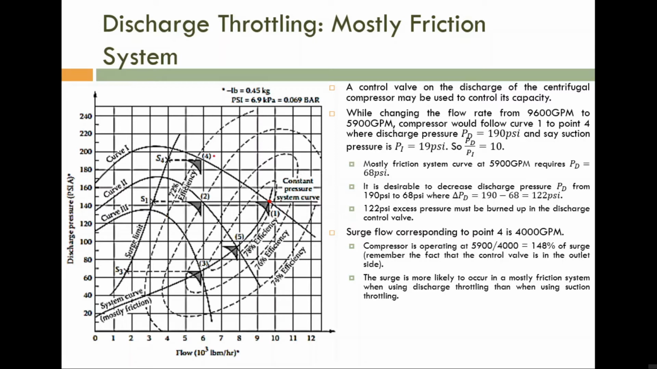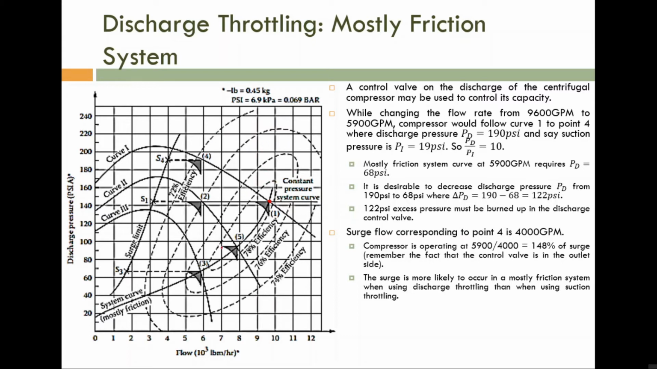Then the second thing that we compared is the reduction of discharge pressure required, or the range of control required. For a constant pressure system, the range of pressure is small compared to the range of pressure of the mostly friction system. So the size of the control valve required is small for constant pressure. That is the second thing. And I forgot to say one more thing, that is efficiency.